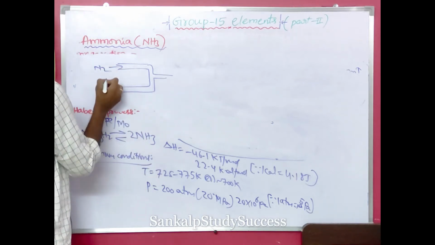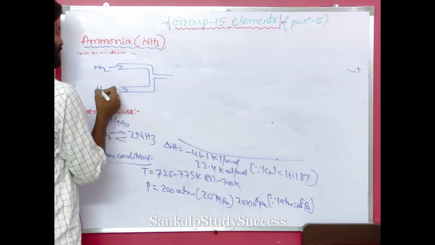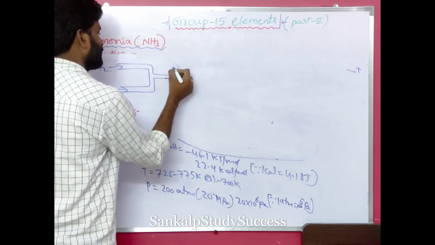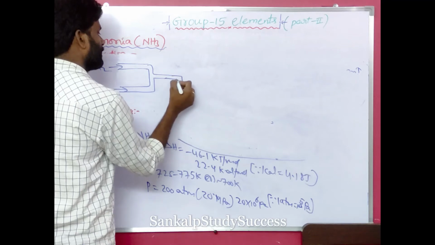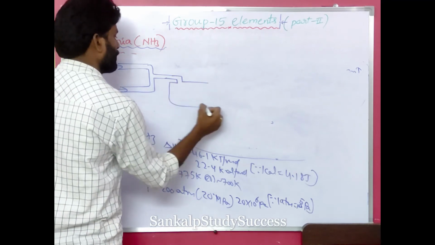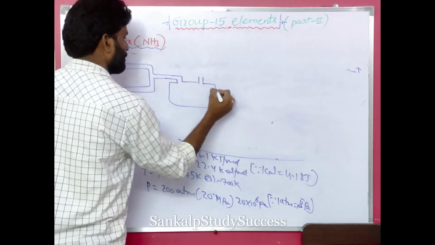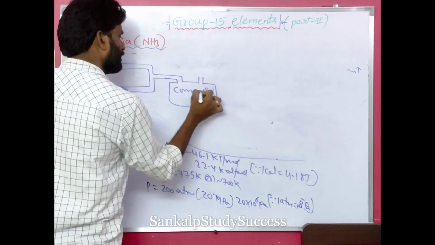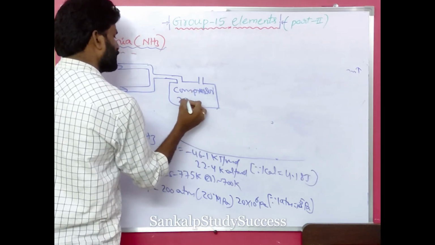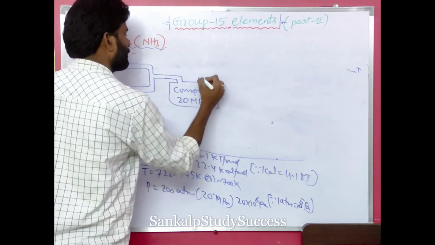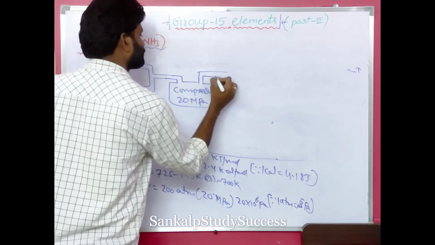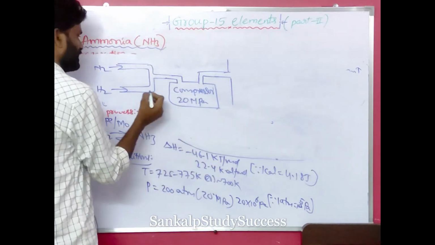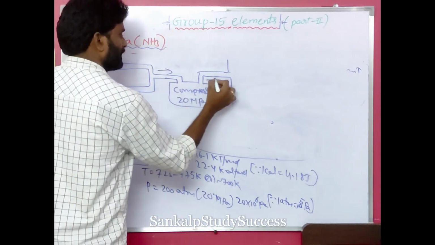So here N2 gas can be passed. Nitrogen gas can be passed through these pipes. So this is the compressor. How much pressure? 20 megapascal. Here, this gas passes through this and this.